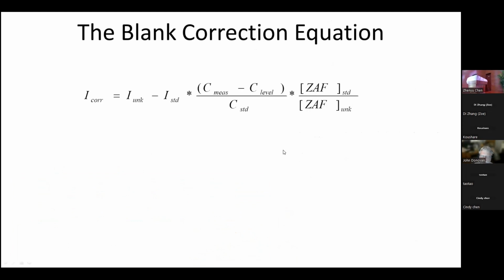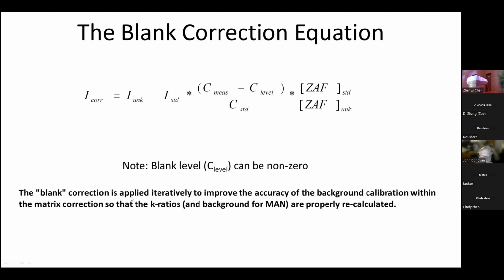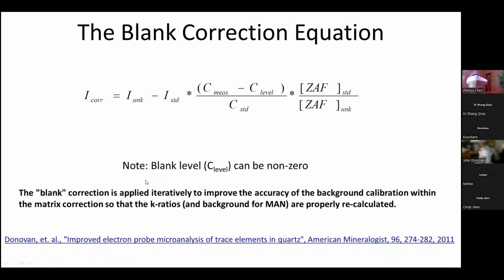Blank correction is very simple. And the interesting thing about it is the blank level doesn't have to be 0, although it's easiest if it's 0, because 0 is the easiest thing to measure. We know if an element's present or not, but if it's non-zero, the difficulty is knowing what is the actual value that's not 0. So I prefer 0 blanks, but that's up to you. This was published in 2011, as I mentioned.